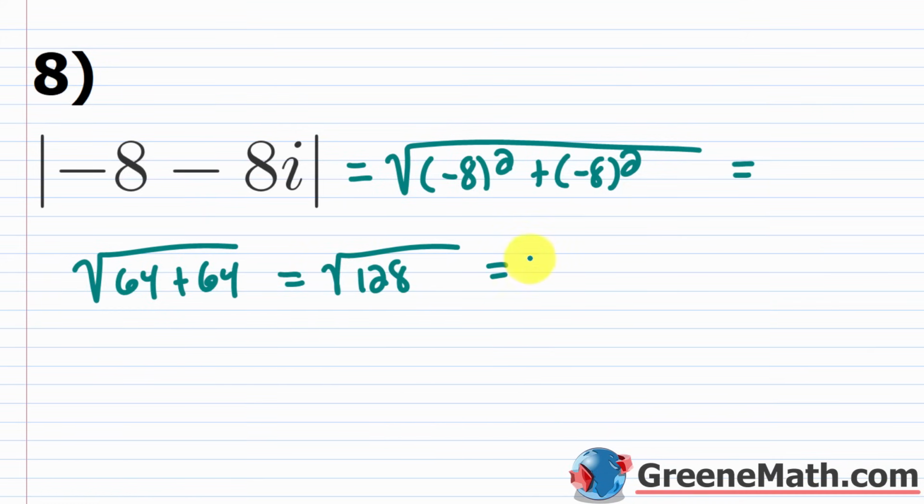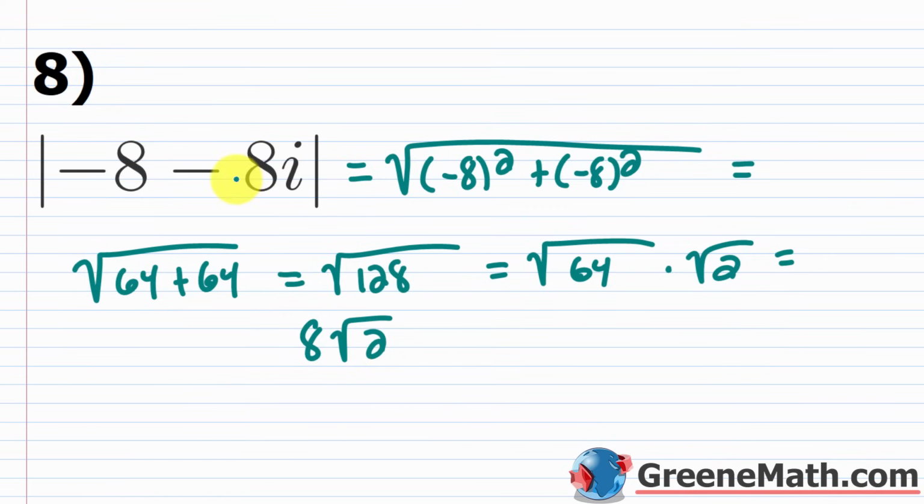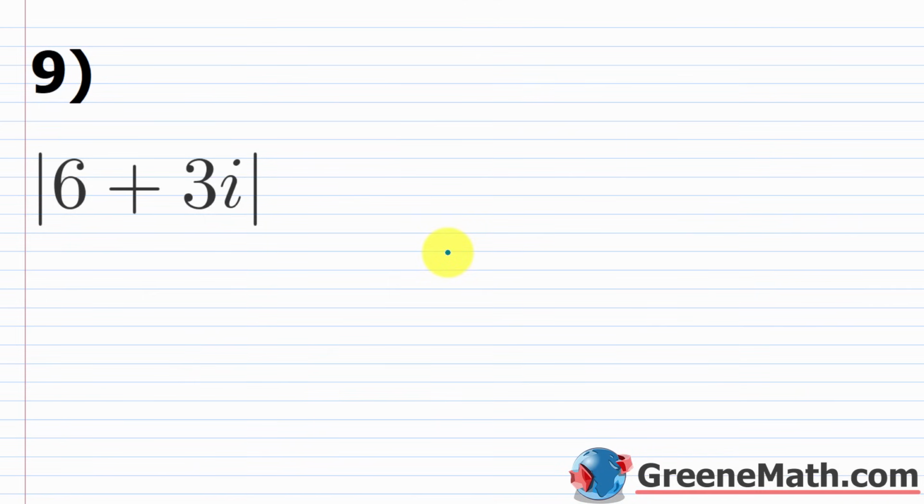So this, I'm going to break up and say this is the square root of 64 times the square root of 2. And I picked, again, 64 because it's a perfect square. It's 8 times 8. So the square root of 64 is 8. So you can say that this is 8 times the square root of 2 as my absolute value for this complex number. All right, let's take a look at problem 9. So here we have the absolute value of 6 plus 3i.